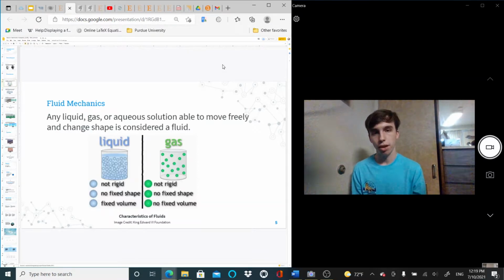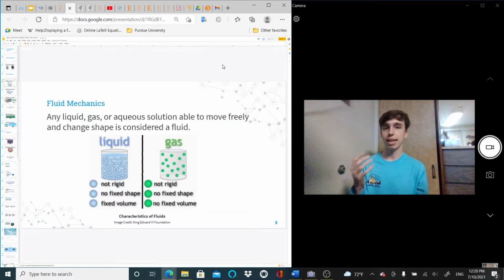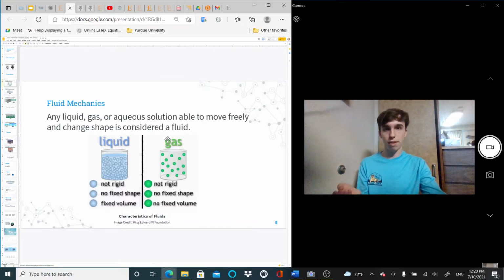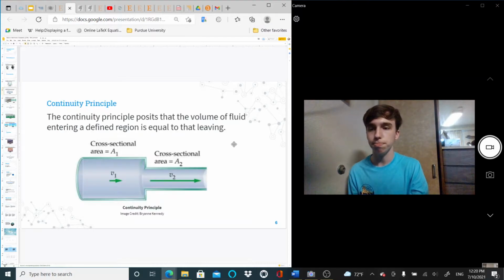Well, according to a 2001 report by mechanical engineering expert Richard Gentle, it's not just a liquid, contrary to what many believe, but it can also be a gas or aqueous solution, so long as it's able to move freely and doesn't have a defined shape, as shown by the image here. If it's not rigid, doesn't have a fixed shape, it's a fluid. So a gas could also be one, for example.